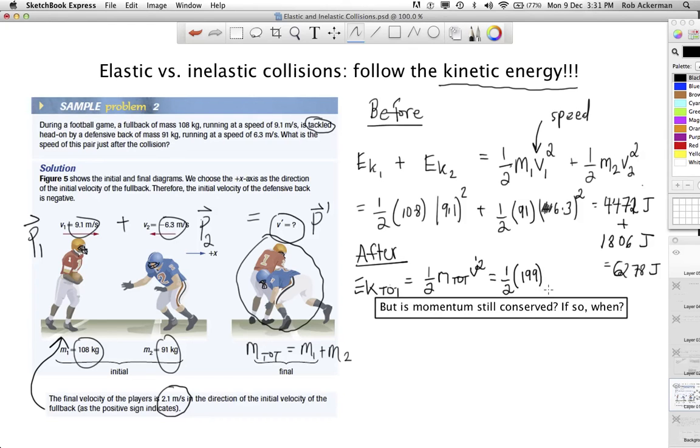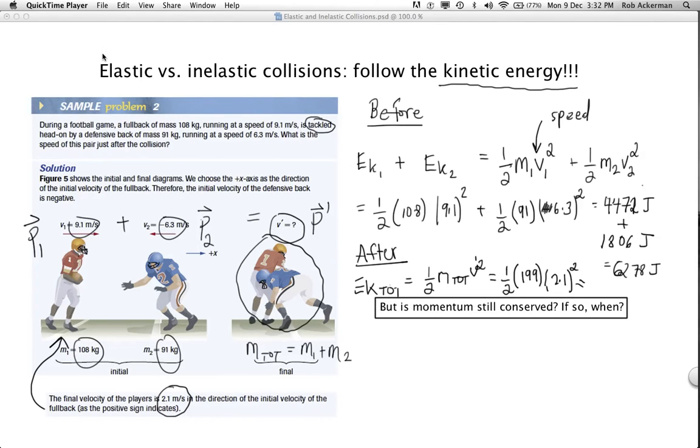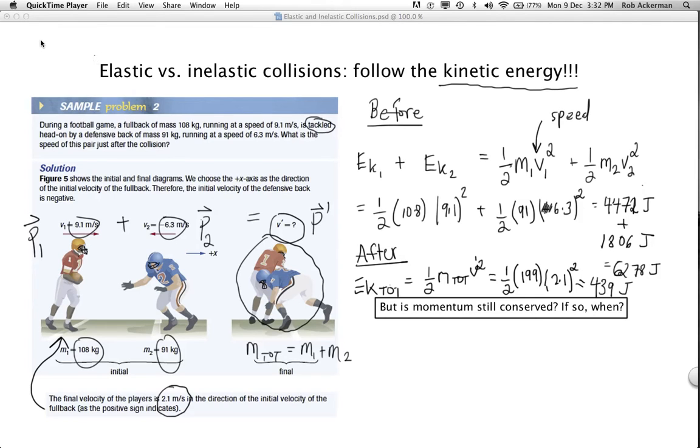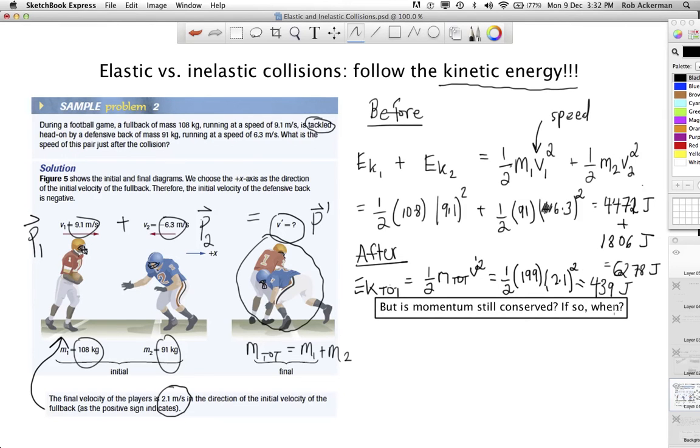And we have to multiply that by the speed squared, which is 2.1 squared. Now, what do we get there? I'm going to pause the video one more time and do a calculation. Okay, I've done the calculation now, and as you can see, the kinetic energy is only 439 joules. So what do you notice has happened here?